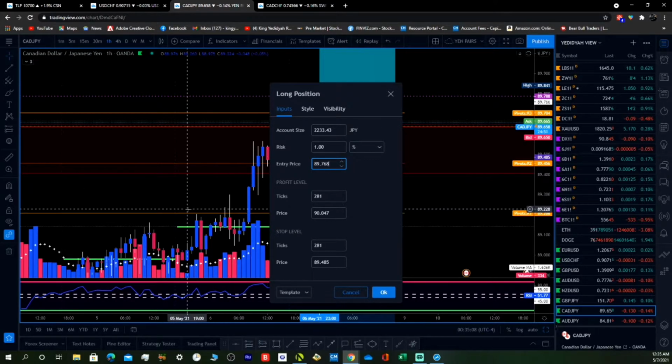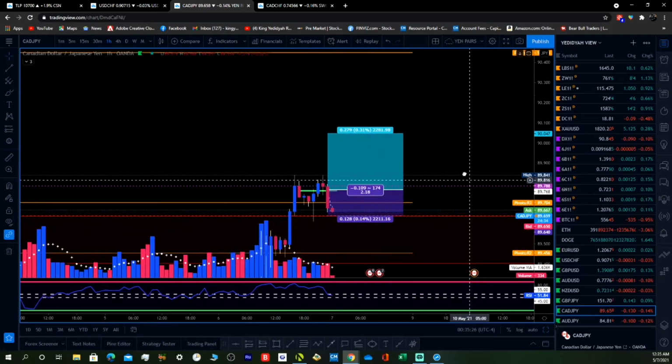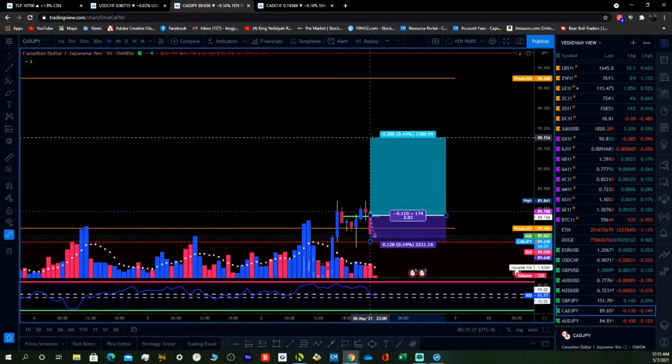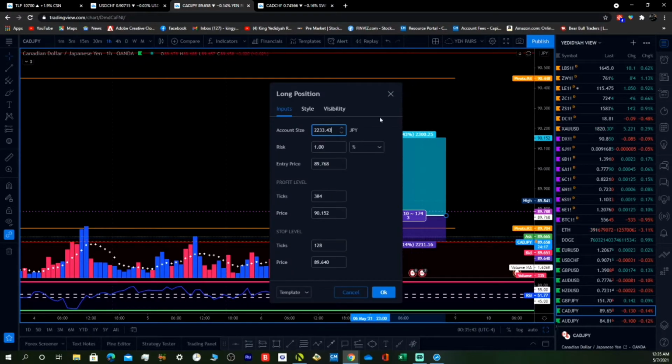Alright, so that was my entry. My stop loss is 89.640. And my take profit is, let's see. Oh, well, I didn't set a take profit. So let's do that now then. Alright, so R4 is all the way up there. I don't think we're gonna get all the way up there, but I'm gonna set it for 3-to-1. Right, so let's see what that is. 90.152. So let me set this over here on MetaTrader.